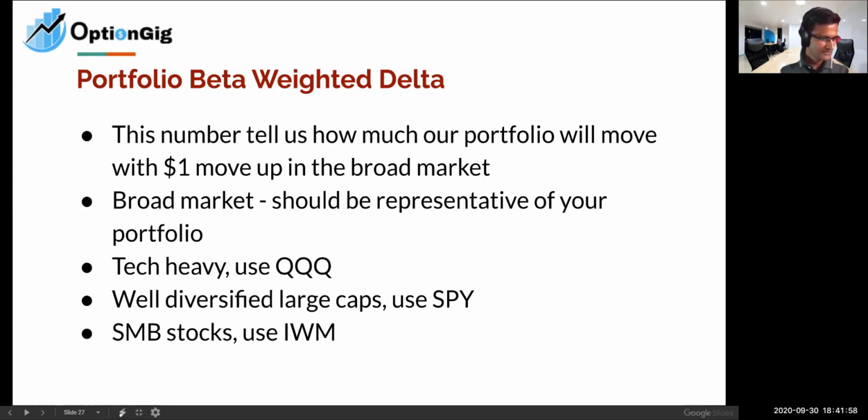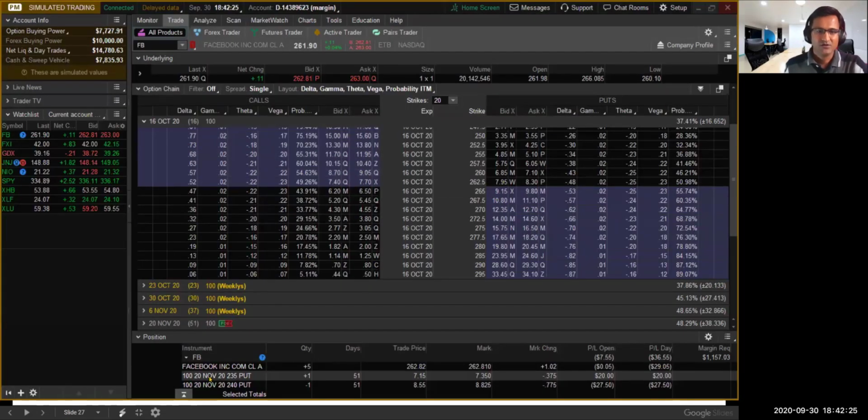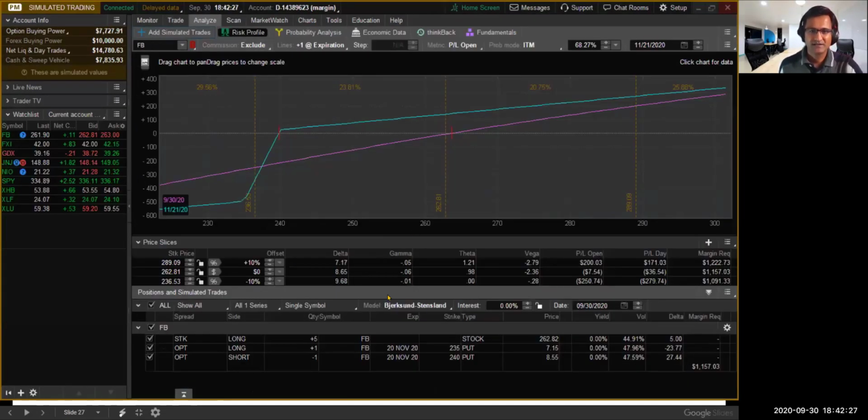Will it take into account position, number of contracts? Yes. And that's what I was referring to, Steve. If you have one stock, one unit, that delta will be 1. If you have 100 units of FB, your delta will be multiplied by 100. And we will look into some of the examples, or maybe let me do that right away. So we talked about Facebook. Facebook delta was 8.65, right?